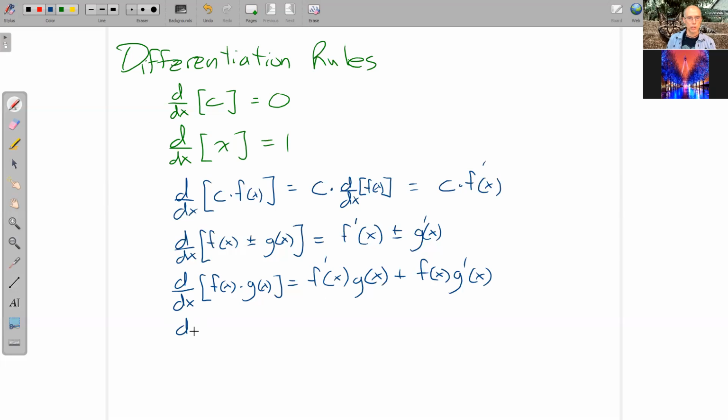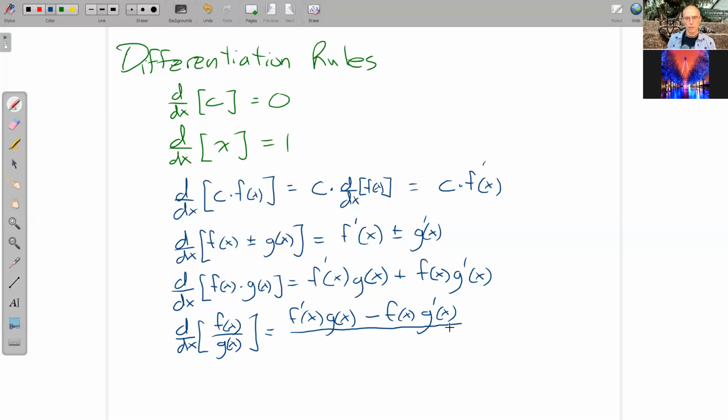And similarly, the quotient version of that, which looks a lot like it, with two slight twists. Hopefully you've got these memorized. Like above, it's the top one, the first function, times the second, the bottom. And then it's a minus, and the minus has to go with the derivative of the bottom function, all over the bottom function squared.